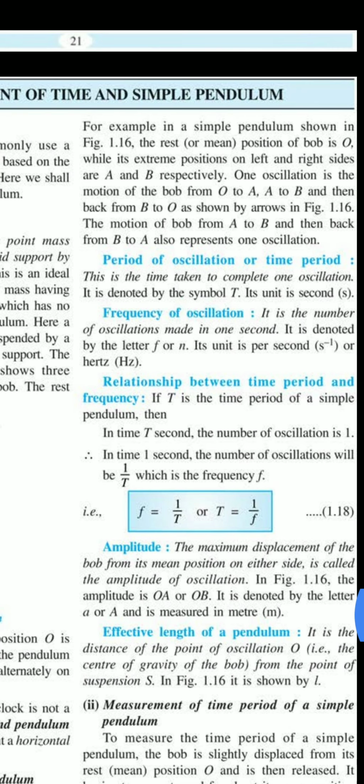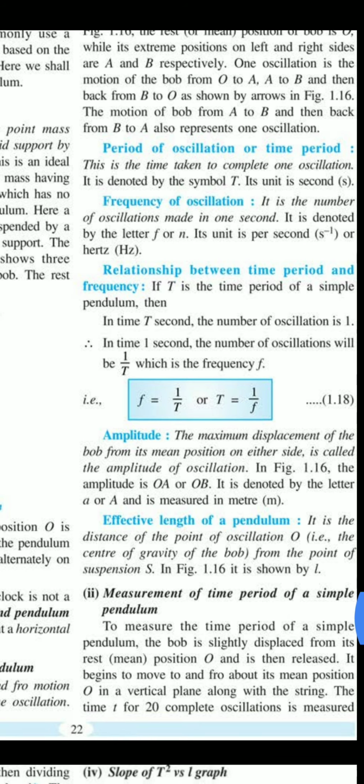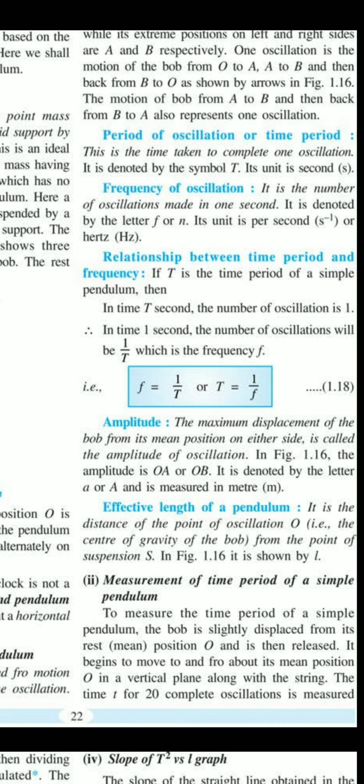The next thing is period of oscillation or time period. So time period is the time taken to complete one oscillation, and because it is time, its unit is second. Then frequency of oscillation, it is the number of oscillations made in 1 second, okay. Because it is the number of oscillations made in 1 second, you will divide the number of oscillations by the time taken. So the unit comes out to be per second, or second to the power minus 1, or hertz. So you have to remember this.